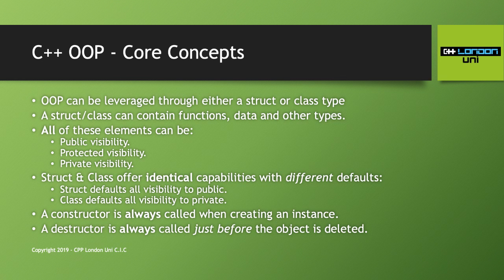This is something I'll probably go into a bit later in the module. Anyway, the destructor is always called just before the object is deleted. And again, there's no way of getting around it. When the object's about to die, some kind of destructor has got to run.